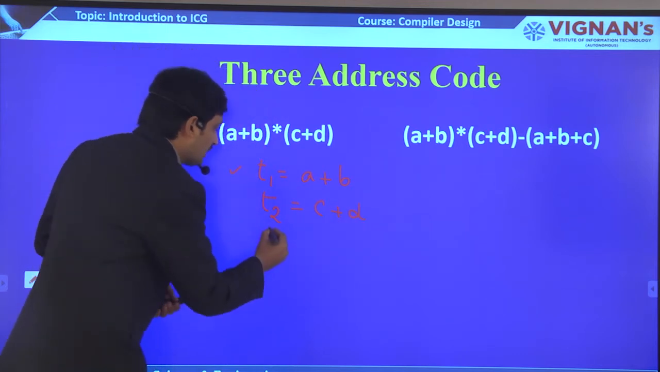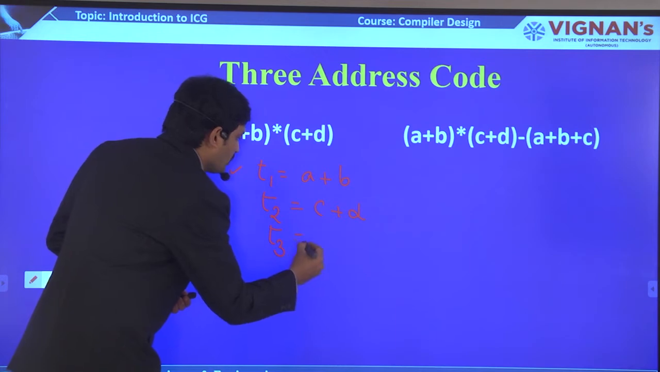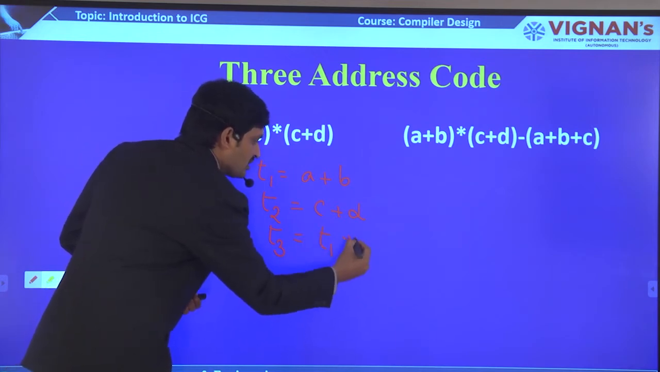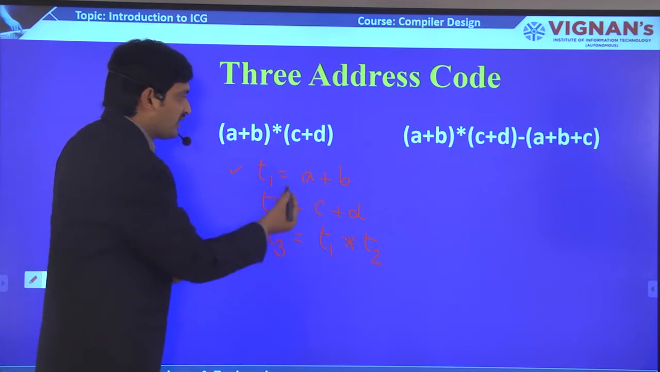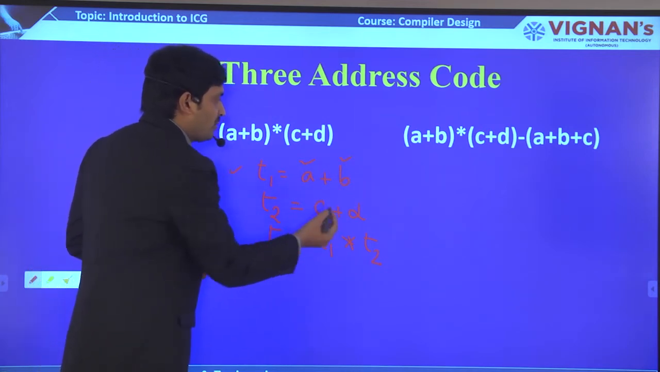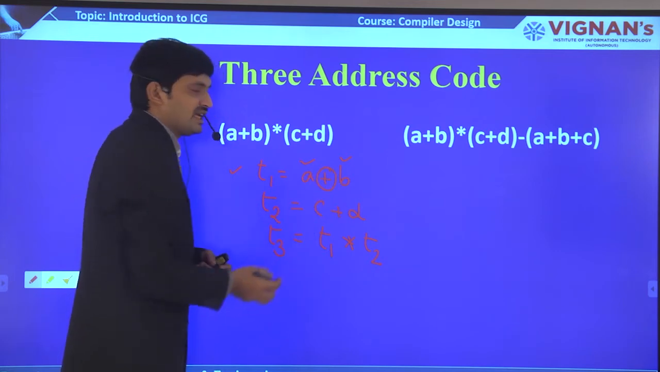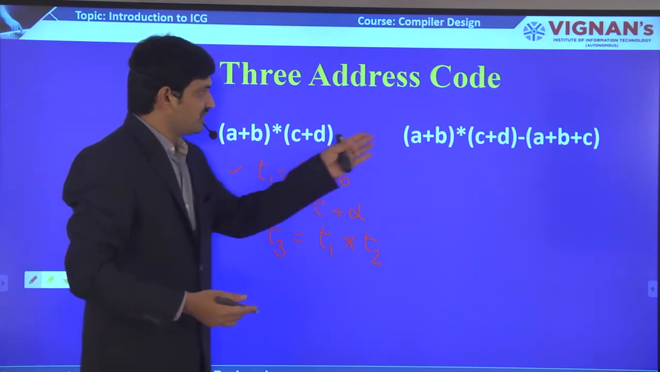Okay, now t3 equal to t1 multiplication t2. So as per the notation of 3 address code, on the right hand side there is a maximum of 2 operands and there is a single operator. Now come to the next one.